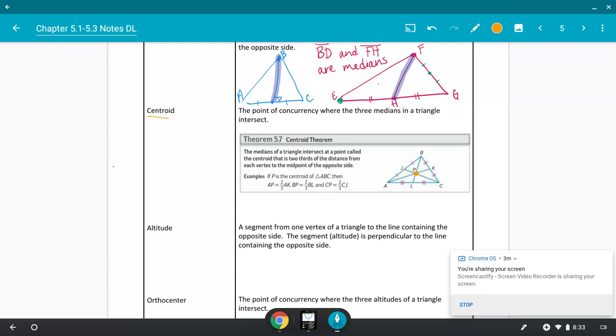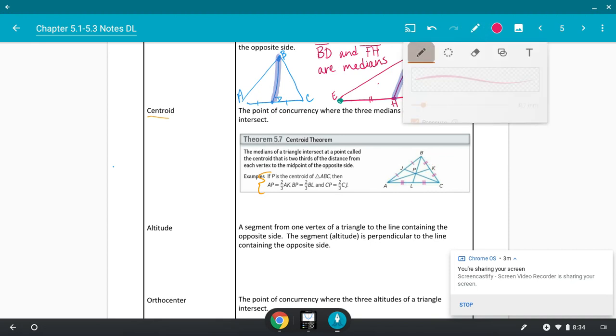And then the thing that's useful about the centroid is the distance. What it says is if P is the centroid of triangle ABC, then AP, so this right here, is 2/3 of AK. And same with the other ones, like BP is 2/3 of this one. And then CP is 2/3 of the full line.